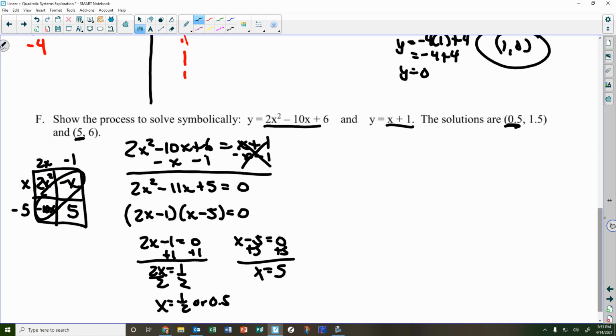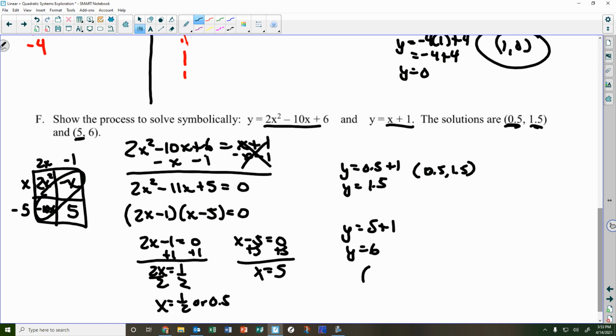So now we're going to use the linear one. So if I plug a half into that, y equals 1.5. So that one solution is (0.5, 1.5). Voila, there it is. And then if I take my 5 and plug it in to x, y equals 6, and there is your (5, 6). So there is the other solution here and there. And that's how we can solve that symbolically.